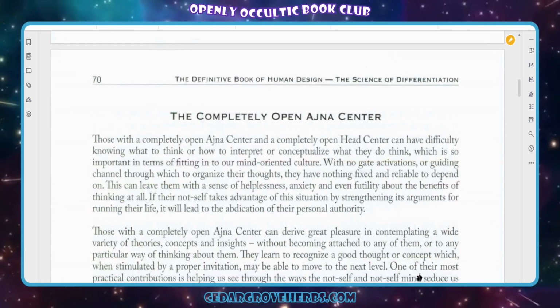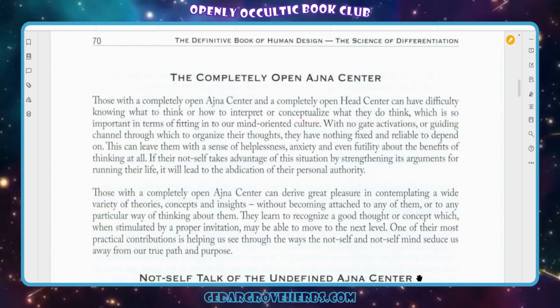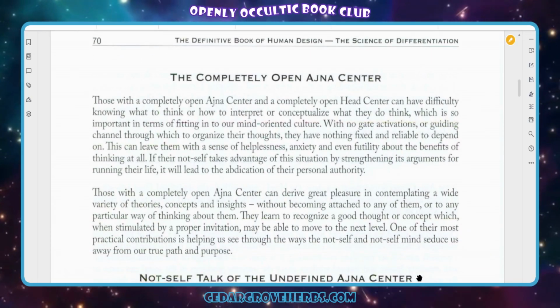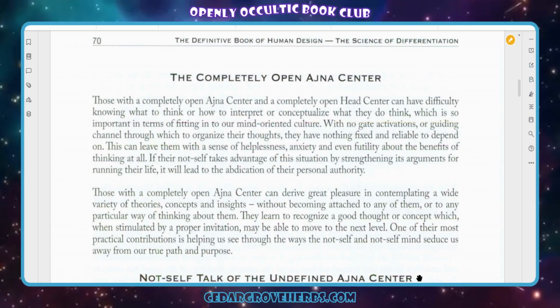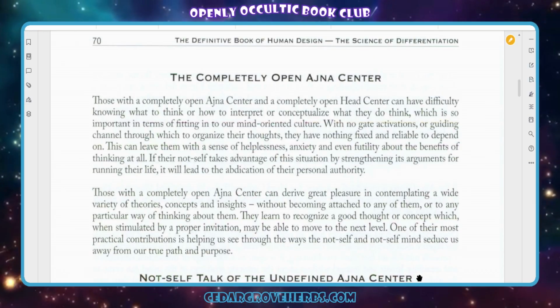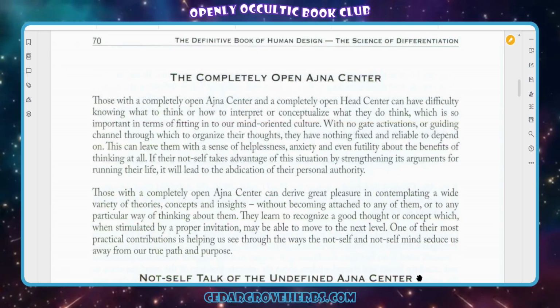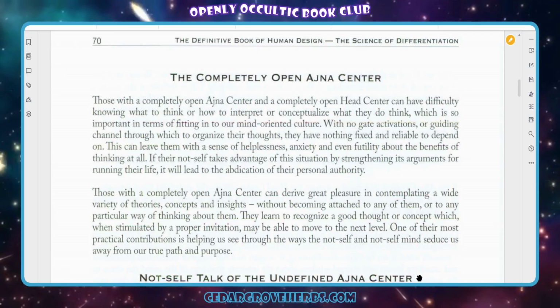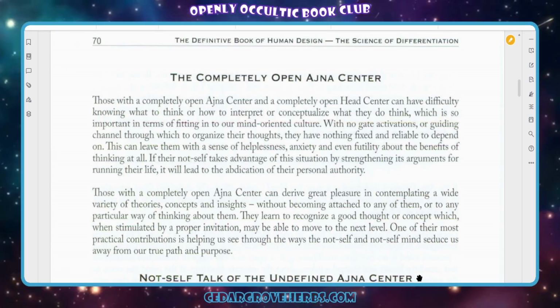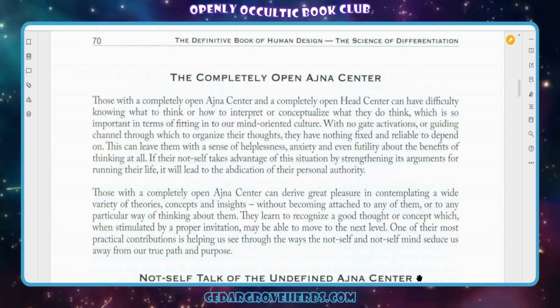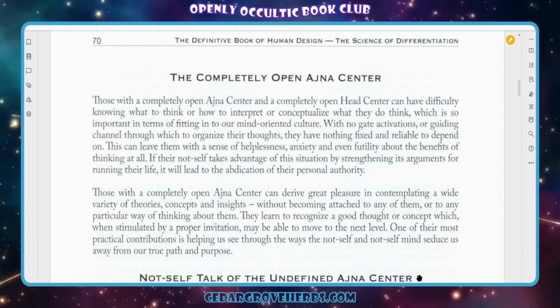Interesting. The completely open Ajna center. Those with a completely open Ajna center and a completely open head center can have difficulty knowing what to think or how to interpret or conceptualize what they do think, which is so important in terms of fitting in to our mind-orientated culture, right?